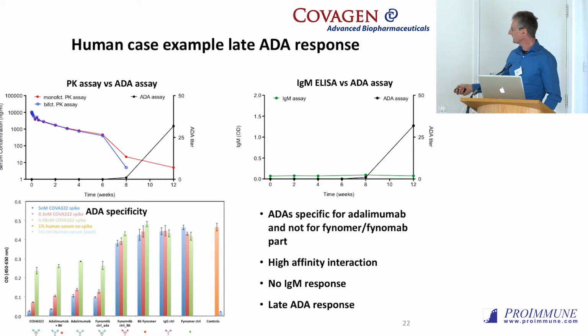I'm also saying here that this is high affinity interaction. I will show you in the next slide why I think it's high affinity. It took us only low concentrations of competitor. There's no IgM, and we call it late because it took quite some time until we did see the anti-drug antibodies, and we knew that our drug tolerance level is high enough. So that's not an artifact of the assay. This is true that it only late kicks in.